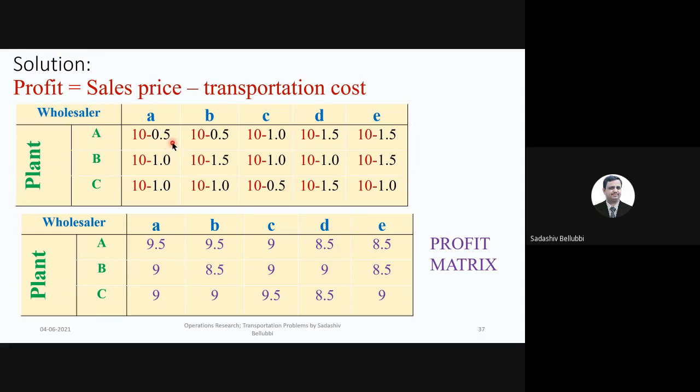10 minus 0.5, 10 minus 0.5. This is the second matrix, the answer. This matrix itself is the profit matrix now, because we have used the equation that profit equals sales price minus transportation cost. This is the profit matrix.